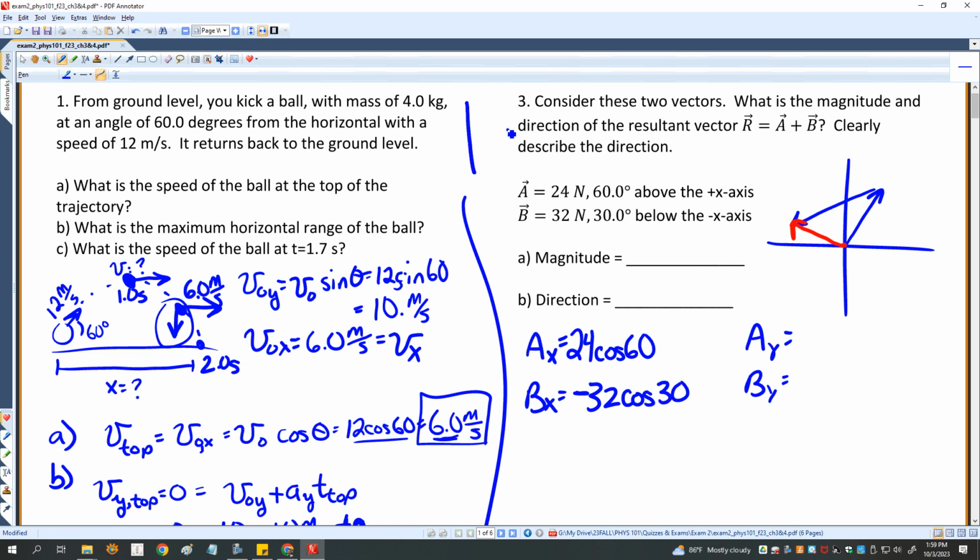Let me show you. I'm going to draw another coordinate system. The vector B is right there, so it has a negative x component and a negative y component. So this is 28 newtons, and this is 12 newtons. BY is going to be negative 32 sine of 30.